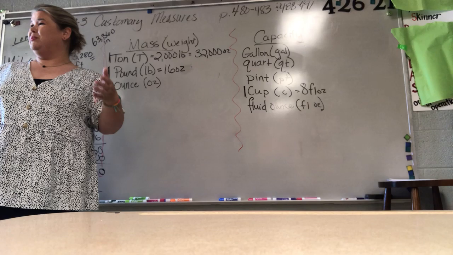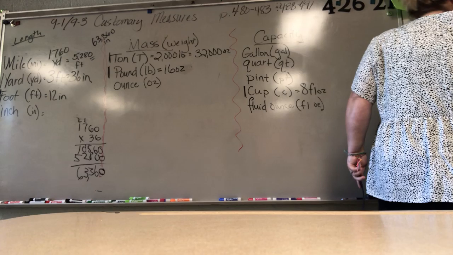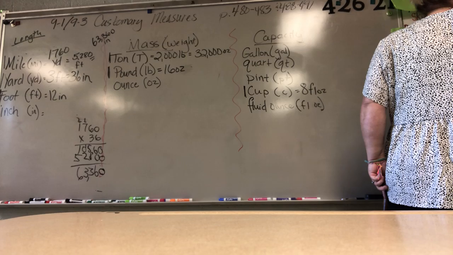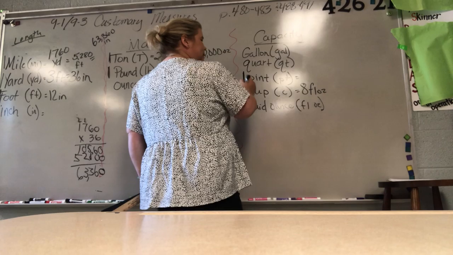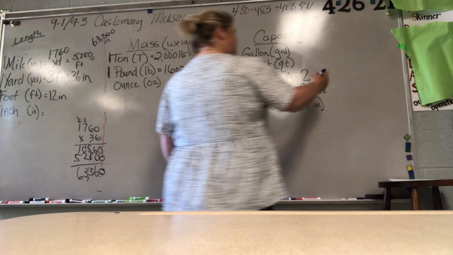But pints. How many cups of ice cream would they get in that pint? Two. If you'll notice, I know you have to be way back there, but there's 2 little C's inside of that P. So 1 pint is 2 cups. So, how many fluid ounces would be in a pint? 16 fluid ounces.